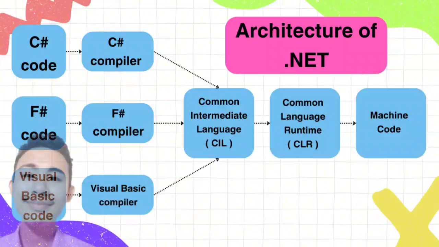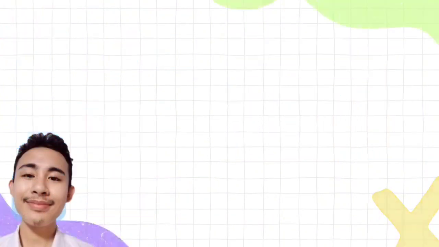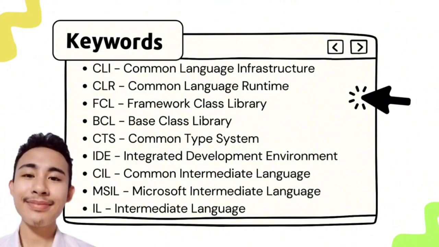Here is a list of keywords or terms in our topic presentation, with a little more detail on what they are and what they do. CLI, or Common Language Infrastructure, is an international standard from Microsoft for developing software. It defines a set of rules that determine how programs written in different languages can interoperate.